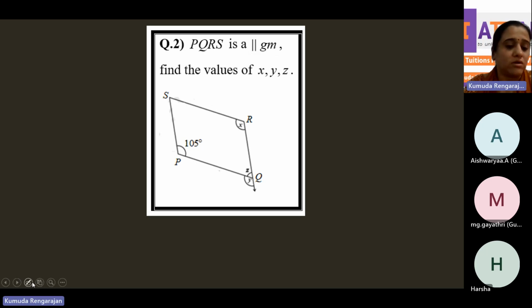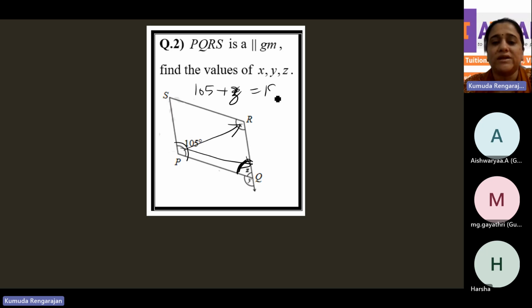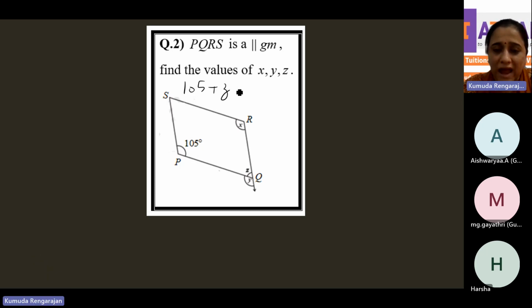All right. Now, we also know that adjacent angles are supplementary. In a parallelogram, next angles. After angle A is angle B. After angle B is angle C. After angle C is angle D. So adjacent angles are supplementary. They add up to 180. So angle P plus the Z is equal to 180. See, opposite angles are equal. X is 105. Adjacent angles are supplementary. That means 105 plus X, sorry, plus Z will total to 180. 105 and Z will add up to 180.